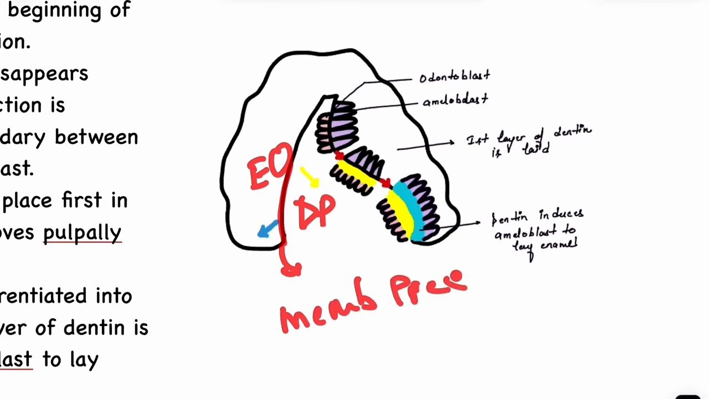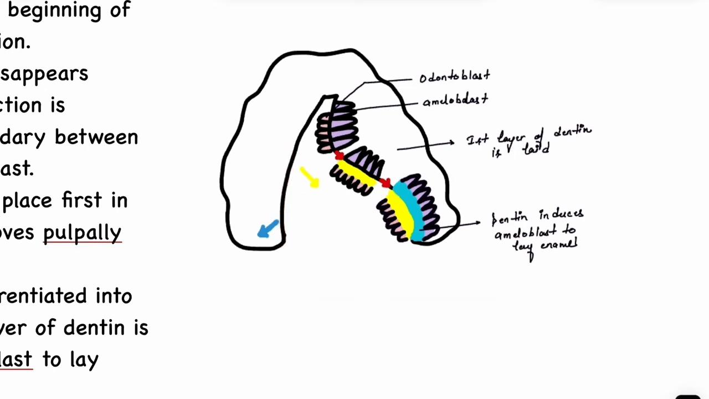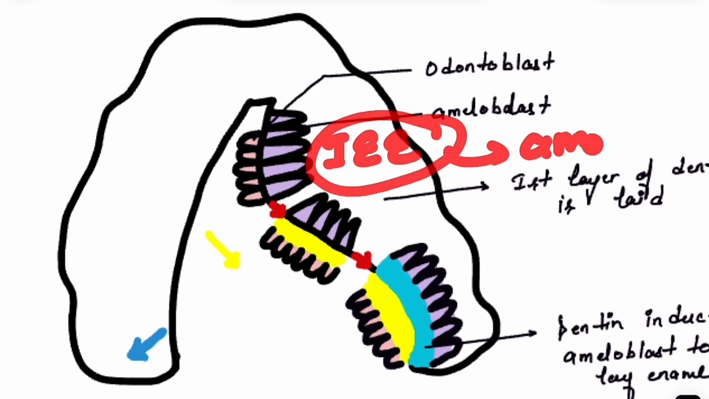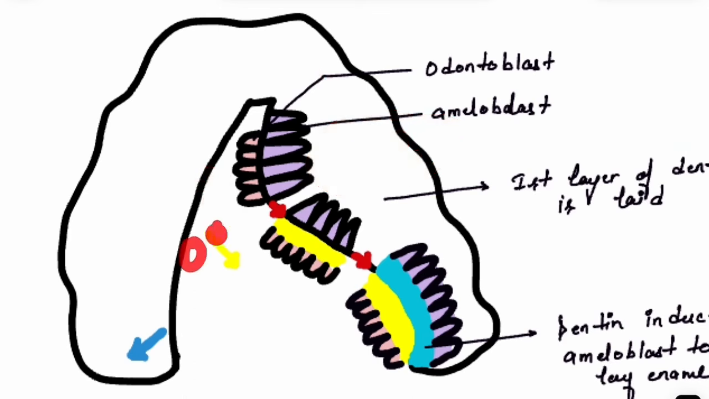This membrane disappears in the advanced bell stage, and we have the internal enamel epithelium, which is already converted into ameloblast by now. This ameloblast induces the dental papilla to form odontoblast. So now these odontoblasts are formed. What will these odontoblasts do?